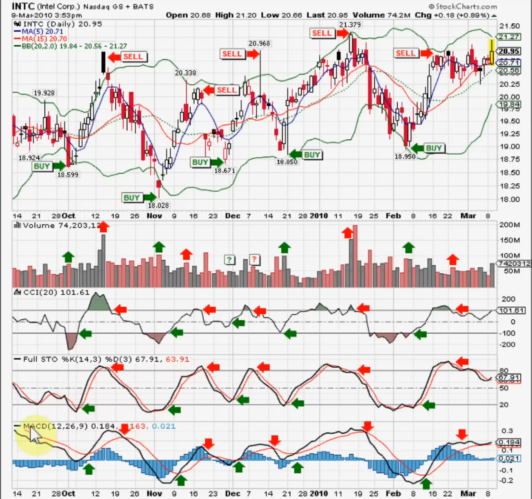On the MACD, the buy signal comes when the histogram is below 0 and crosses up above it, and the fast line of the MACD crosses above the slow line, like happens here and here. And the MACD didn't actually drop below 0 that time, but the MACD did over here. It dropped way below it and then crossed back up. That was a buy.